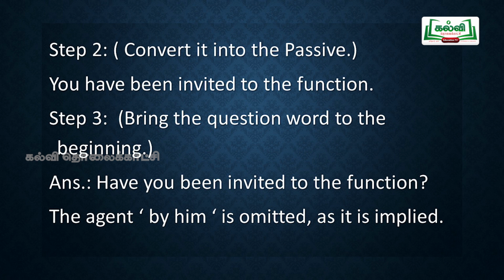Now step 3, bring the question word to the beginning. Have. So the answer is have you been invited to the function? Now here in this sentence you will note that the agent by him is omitted as it is implied or understood very clearly. Now next slide, I have a small assignment for you.